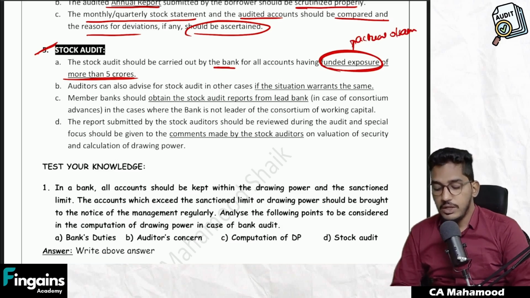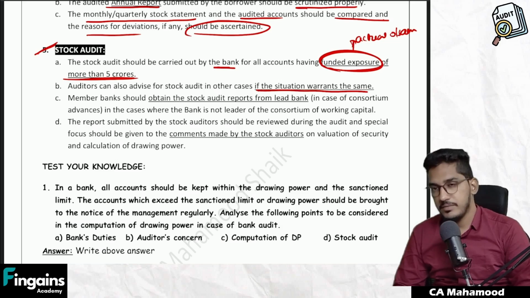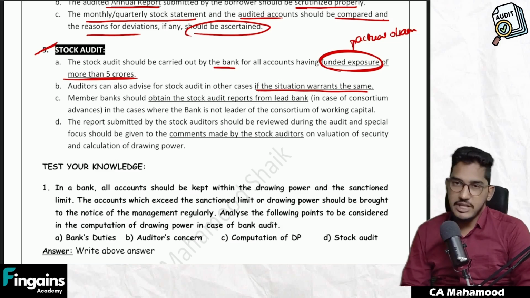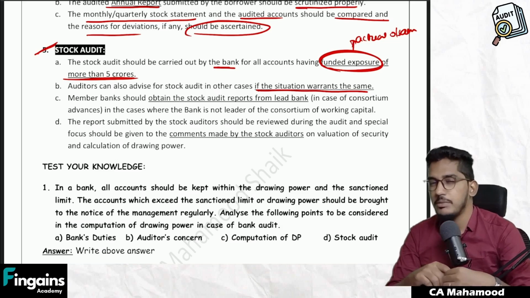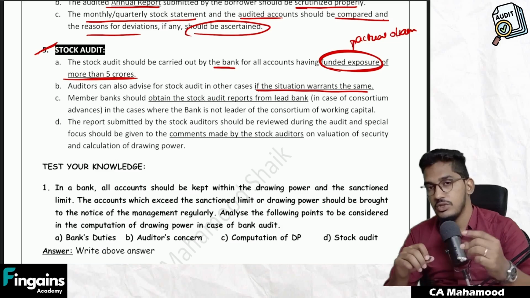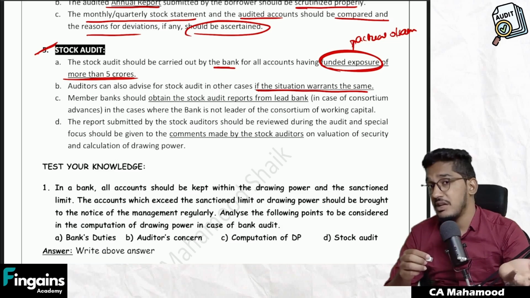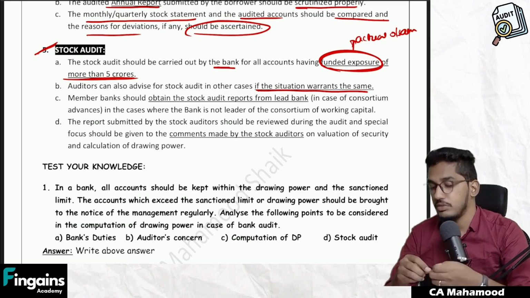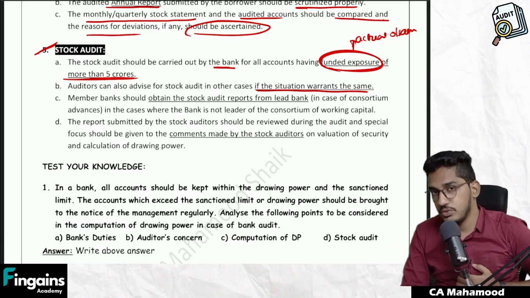Next one. Auditors can also advise for stock audit in other cases if the situation warrants the same. Assume I am an auditor of SBI. There is one borrower who has actually utilized only 3 crore rupees, but I have some suspicion. I have a doubt that this borrower might be submitting fake stock statements. Then as an auditor, I can ask the bank, sir, do the stock audit for this client also. Now the bank will say, sir, funded exposure is less than 5 crores. No, but I will say, I have a doubt on this borrower. Please go and do the stock audit for this person also.